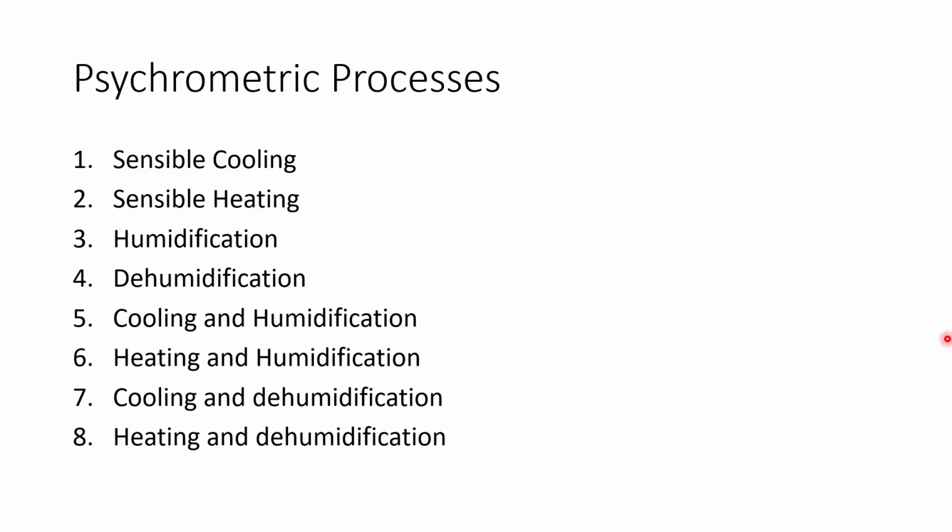We have gone through the psychrometric chart from where we can get the properties of moist air. Now, different processes we would like to plot on the psychrometric chart, and different processes are sensible cooling, sensible heating, humidification, dehumidification, cooling and humidification, heating and humidification, cooling and dehumidification, and heating and dehumidification. Now one by one we will plot all these processes on the psychrometric chart.